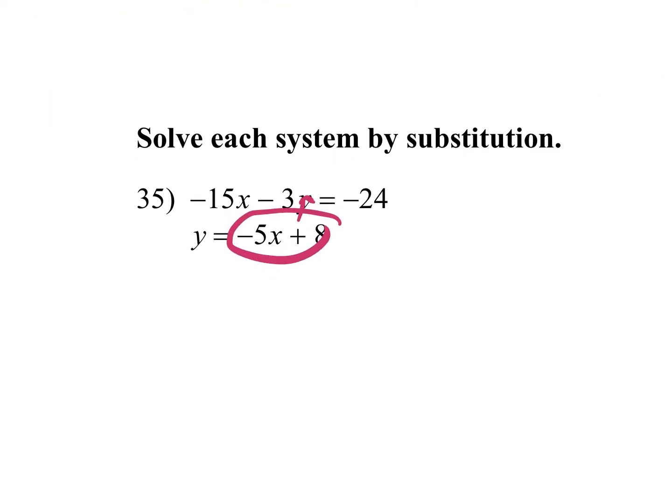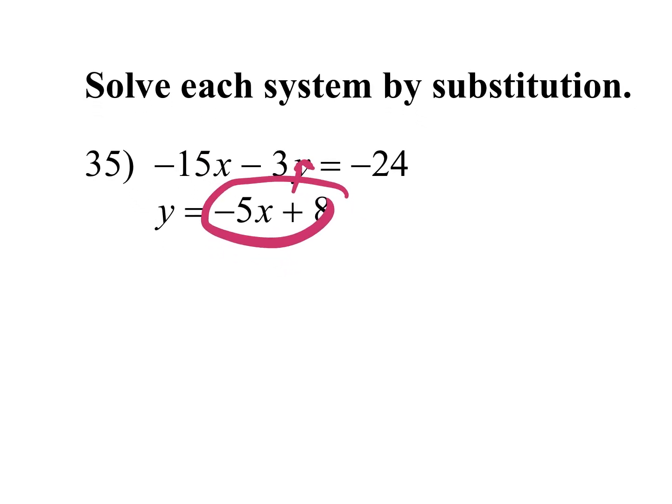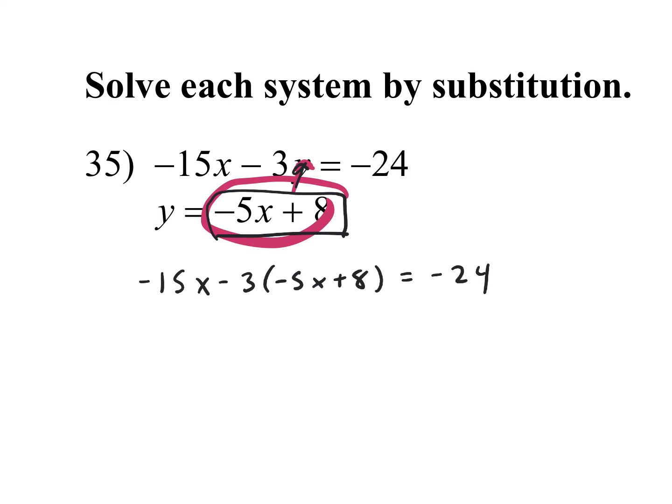All right, so 35, we have to solve each system by substitution. So it already has y equals this for us, so we just take that and substitute it in for y. So everything else in our first equation stays the same. We have negative 15x minus 3. For y, we're plugging in this whole equation here. So negative 5x plus 8 is equal to negative 24. All right, so what do we need to do to solve for x from here? Distribute. So we distribute the negative 3. So negative 15x plus 15x. And then this would be minus 24. It's equal to negative 24.